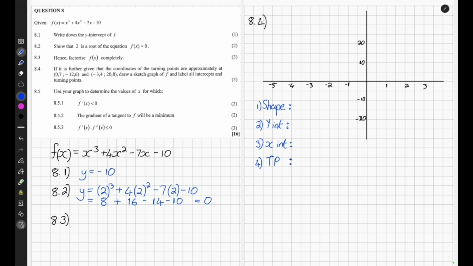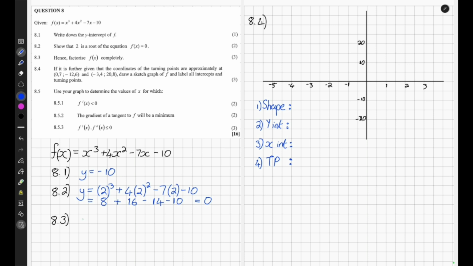8.3, hence, factorize completely. Now, there are many ways to factorize a cubic function. One is to just take the white calculator, but don't let your teachers know and catch you out. If you write it down correctly, they won't know you used your calculator and you will get full marks. But for the others of us who don't own a white calculator, we will have to do a method. Now, you can do synthetic division. There will be a video on the channel doing synthetic, or you can just do the brackets. Today, I'm going to show you the brackets for the sum.